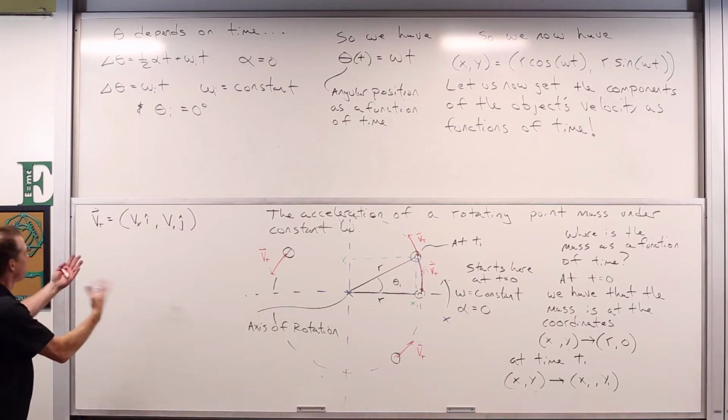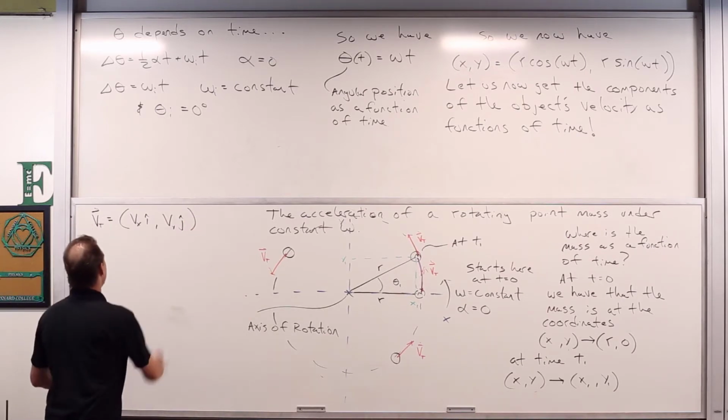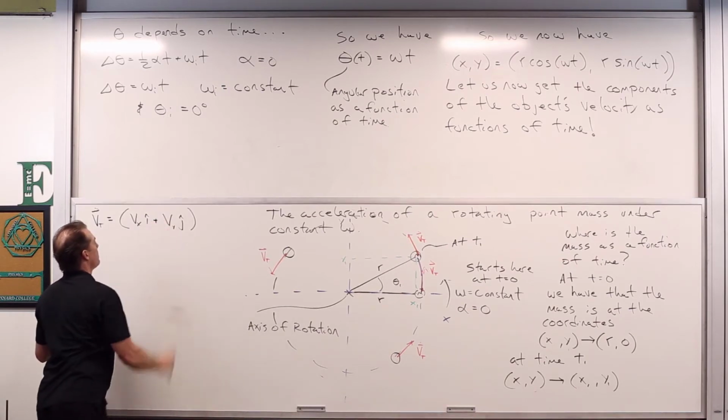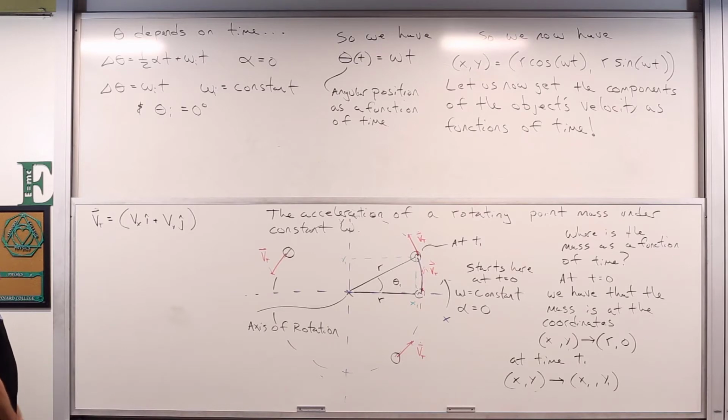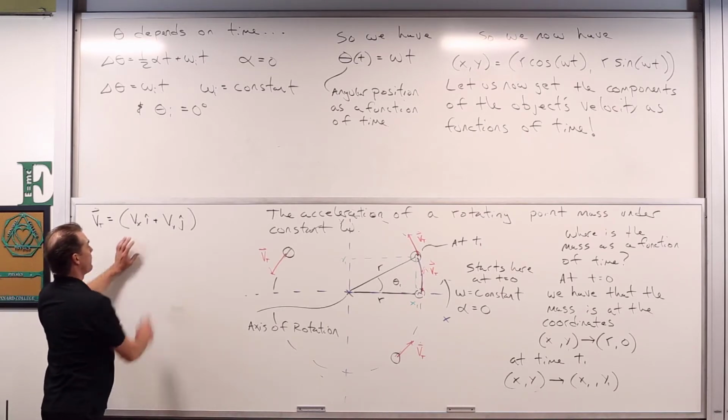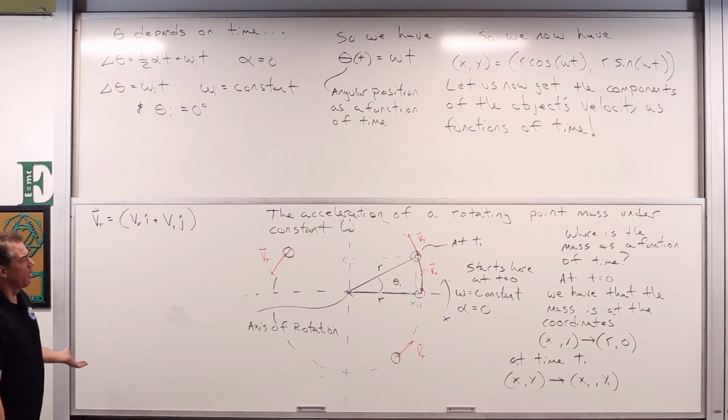Or we could say plus vxi. Probably better just to do that. Let's do it like that. An I hat and j hat component added together. So what we want to be able to do is figure out what this I hat and j hat component are. What do they depend on?